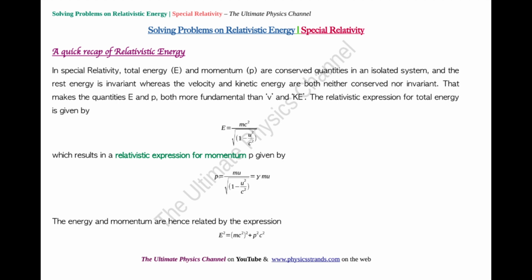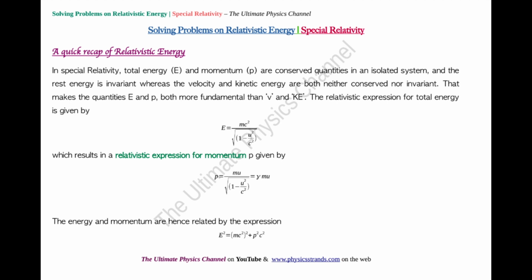The topic of today's video is relativistic energy. Let's do a quick recap of the concept of relativistic energy before moving on to solving some problems on the topic. In special relativity, total energy and momentum, E and P, are conserved quantities in an isolated system, and the rest energy is invariant. The velocity and kinetic energy are both neither conserved nor invariant. That makes the quantities E and P both more fundamental than even velocity and kinetic energy.